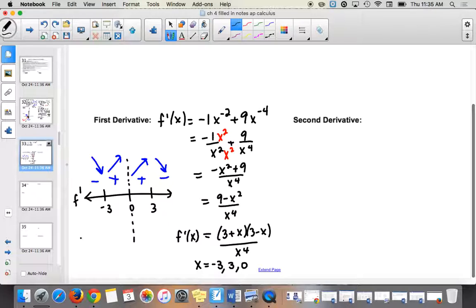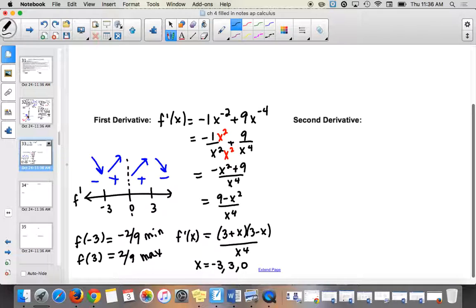You can go back to the original and find f of -3 and f of 3. Did anybody do that? What is my original? So x squared minus 3 over x cubed. So when I plug in 3, I get 9 minus 3 is 6 over 27. 6 over 27 is 2 over 9. Is that right? So 2 over 9. And then the other one ends up being negative 2 over 9. So the negative 3 was a min, 3 was a max.